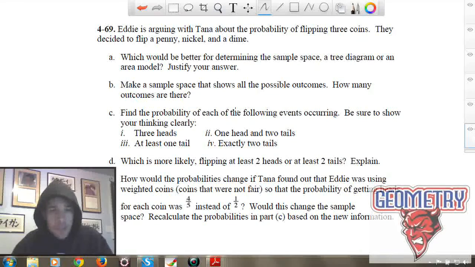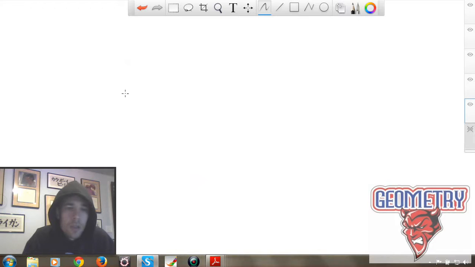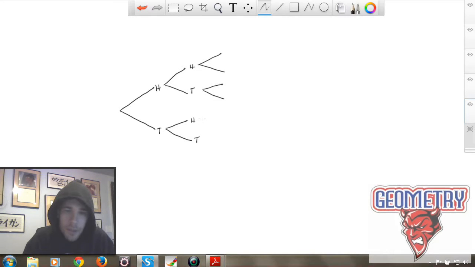Part B, make a sample space that shows all the possible outcomes. So I'm going to flip to another page here and let's actually draw this out. So it's like the 3 coins, right? I'm sure they were penny, dime, nickel, something like that. So the first coin gets flipped and it has 2 choices. It's either heads or it's tails. And then from each of those, the second coin gets flipped, which is either heads or tails. And then from there, the third coin is flipped, which is either heads or tails.